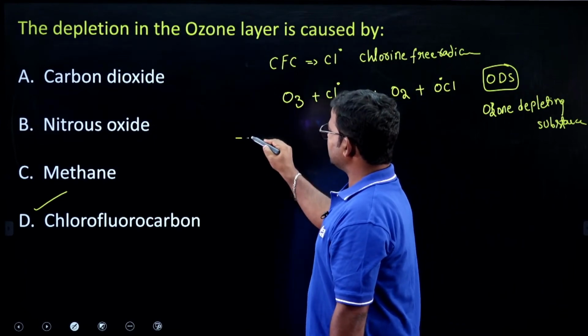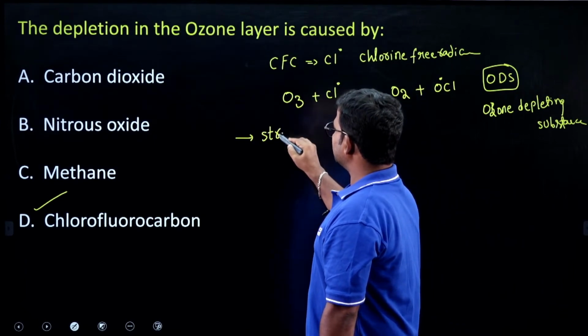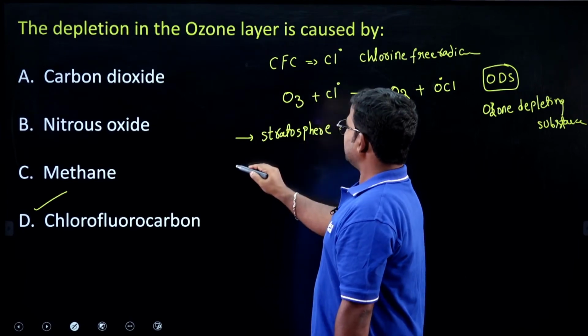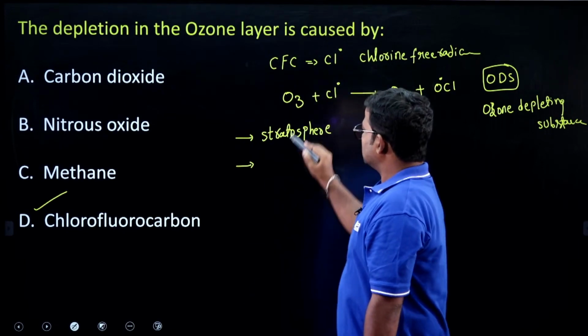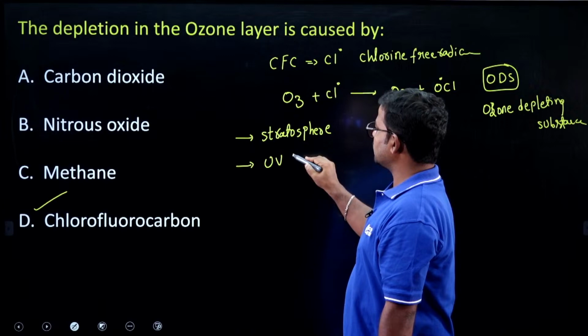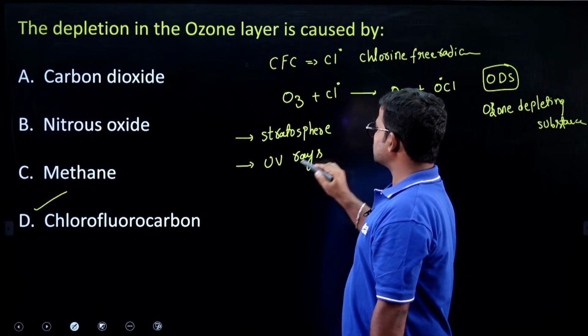Where is this ozone layer located? The ozone layer is located in the stratosphere. Next, the role of this ozone layer is that it filters UV rays only. It filters UV rays.